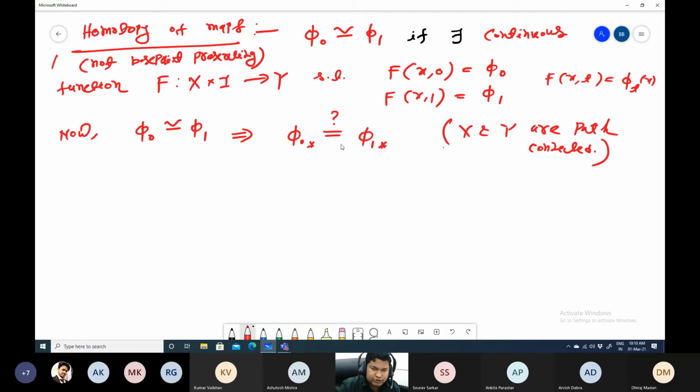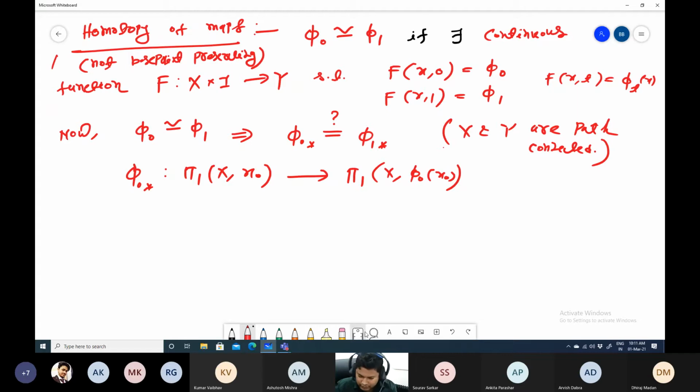Right. First of all, why is this not true? Because what is your phi 0 star? Now phi 0 star is a map from the fundamental group of x at x0 to the fundamental group of y at phi 0 of x0, right? So this is a map from this to this. Now what is your phi 1 star? It is a map from the fundamental group of x at x0 to the fundamental group of y at phi 1 of x0.